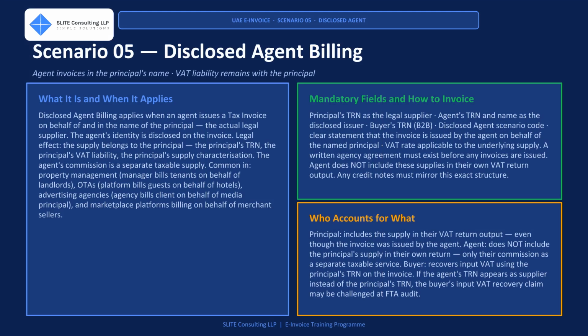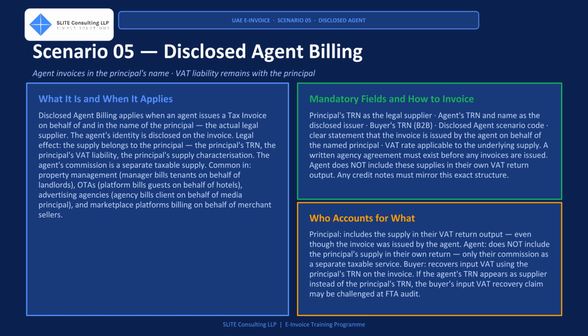The supply belongs to the principal. Principal's TRN, principal's VAT liability, principal's supply characterization. The agent's commission is treated as a completely separate taxable supply. You see this everywhere. Property managers billing tenants on behalf of landlords.